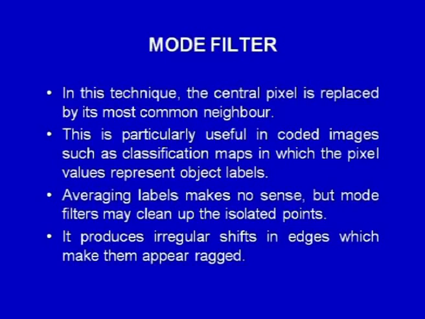The next filter is the mode filter. In this technique, the central pixel is replaced by its most common neighbor. This is particularly useful in coded images such as classification maps in which the pixel values represent object labels. Averaging labels makes no sense, but mode filters may clean up isolated points. It produces irregular shifts in edges which make them appear ragged.